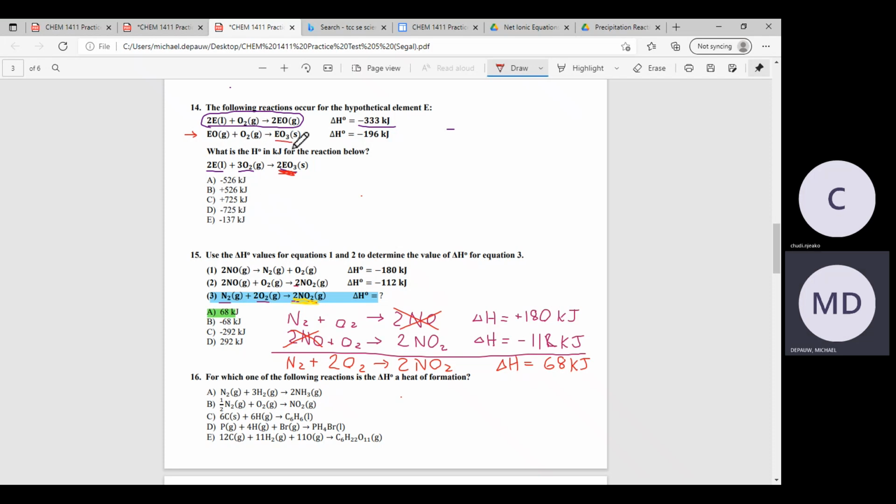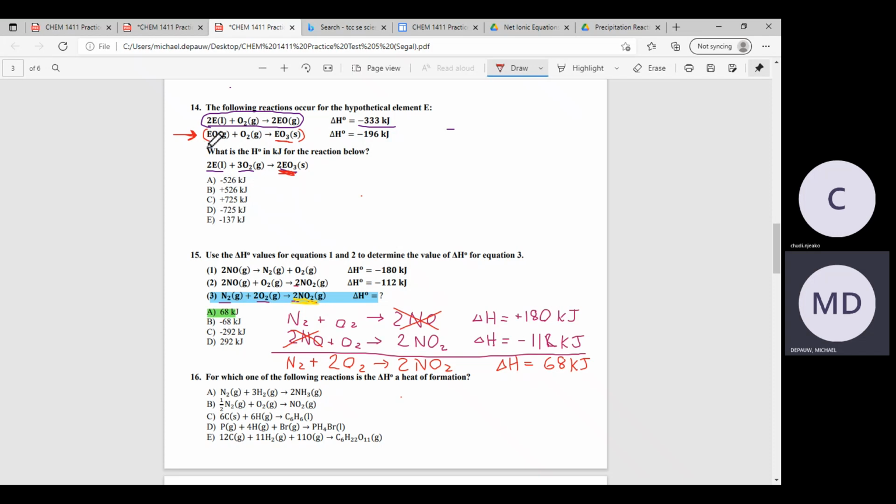And here it's on the product side, and on the overall equation it's on the product side. But notice that the numbers are different, right? The overall equation needs how many EO3s? 2. But in this equation here, how many EO3s are there? Yeah, there's only 1, right? So what do I have to do to this equation to make it match the overall equation?